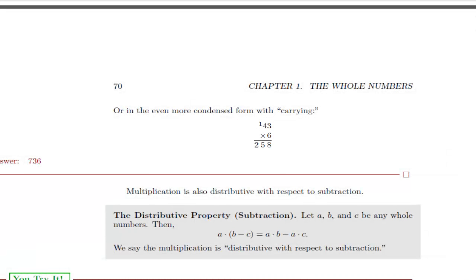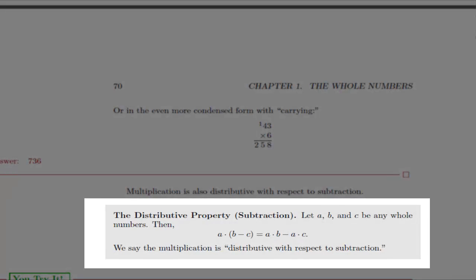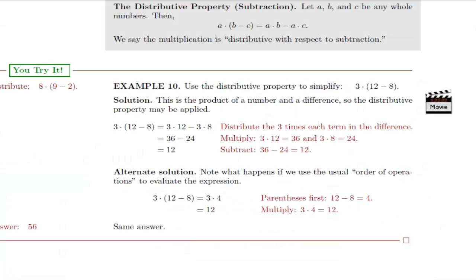Multiplication is also distributive with respect to subtraction. The distributive property, subtraction. Let a, b, and c be any whole numbers. Then a times the difference of b and c equals the product of a and b minus the product of a and c. We say that multiplication is distributive with respect to subtraction. Example 10. Use the distributive property to simplify 3 times (12 minus 8). Solution. This is the product of a number and a difference, so the distributive property may be applied. When we distribute the 3, we get the product of 3 and 12 minus the product of 3 and 8. 3 times 12 equals 36, and 3 times 8 equals 24. Then 36 minus 24 equals 12.